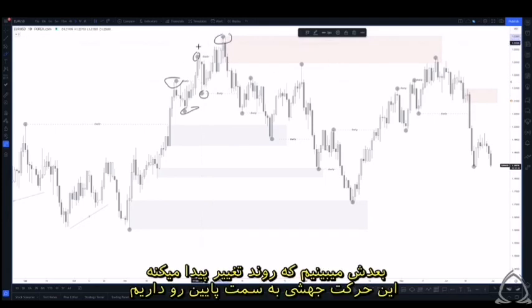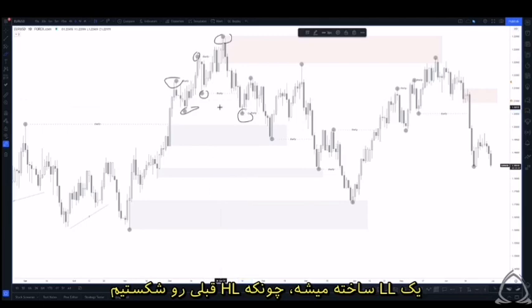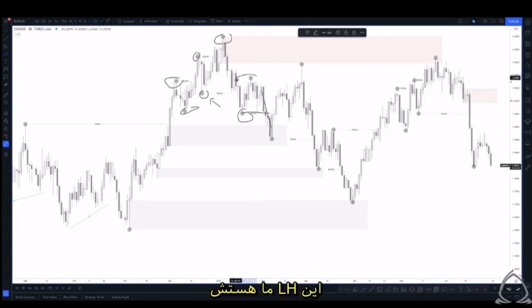And then the trend actually switches, where we get this impulsive move to the downside, creating a lower low because we've broken the previous higher low. We then create a new lower low. This would be our lower high.